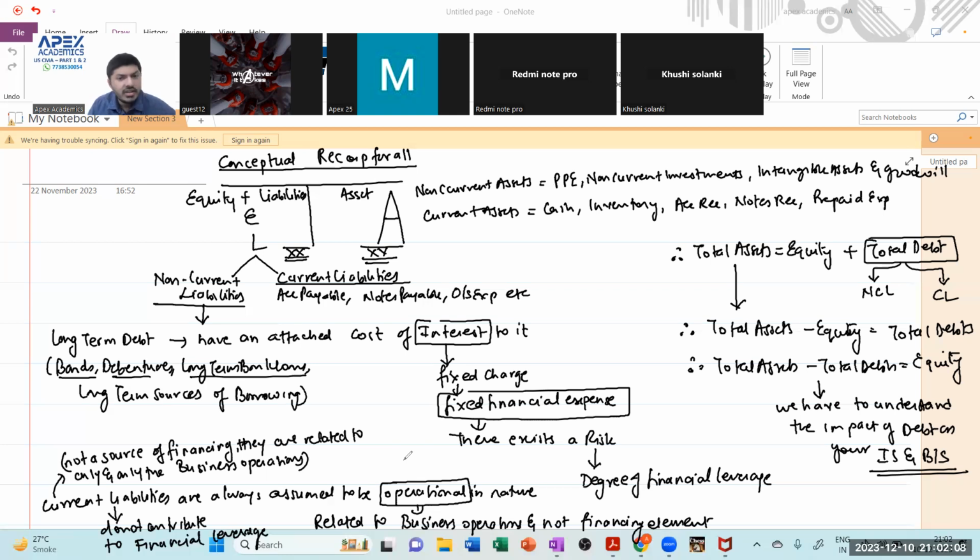Now, current liabilities: accounts payable, notes payable, outstanding expenses, etc. Both these put together equal this L, that is your liabilities. Liabilities, which is total debt, plus equity is equal to total assets. This is called the balance sheet equation.